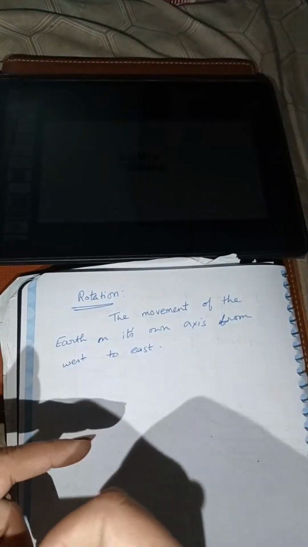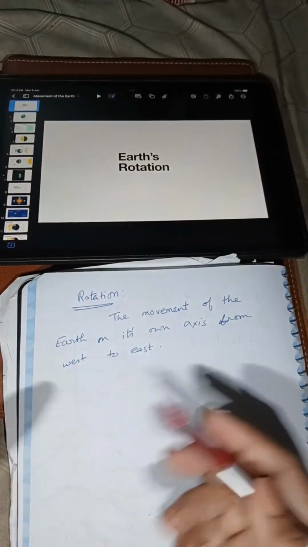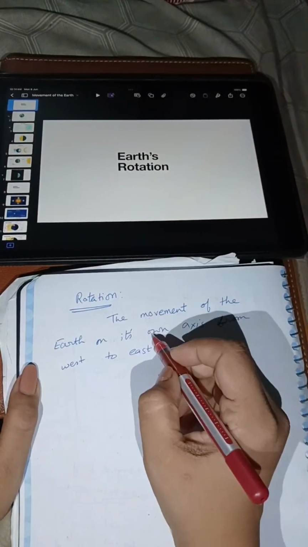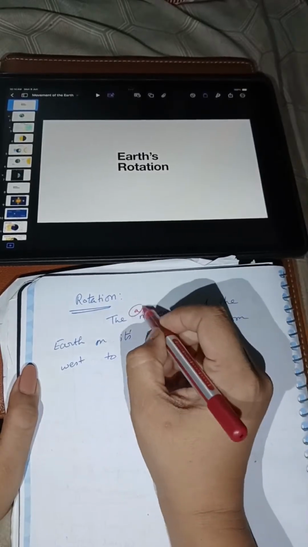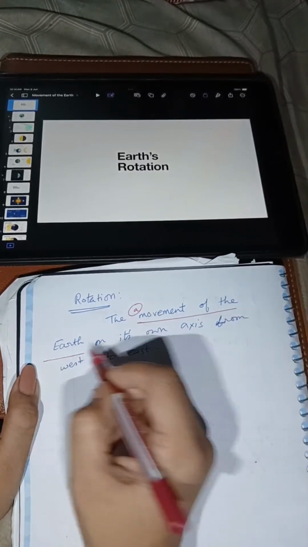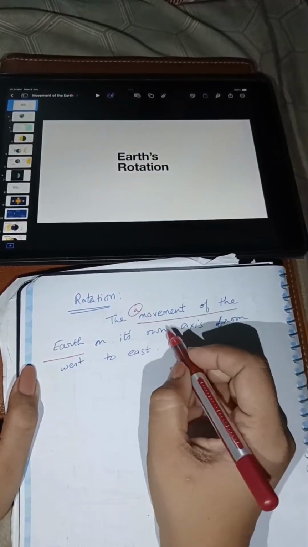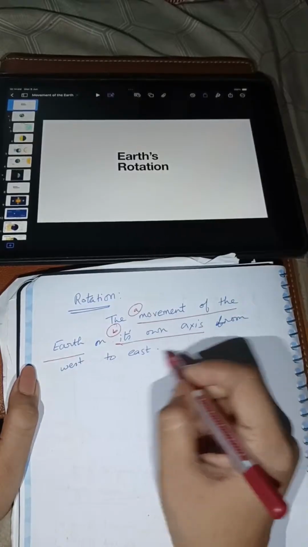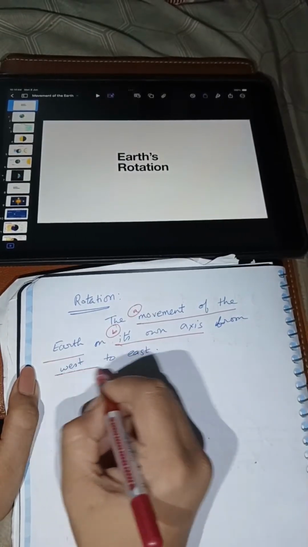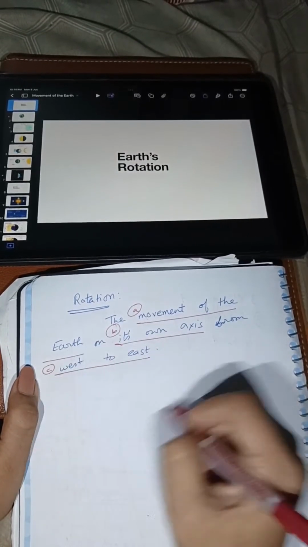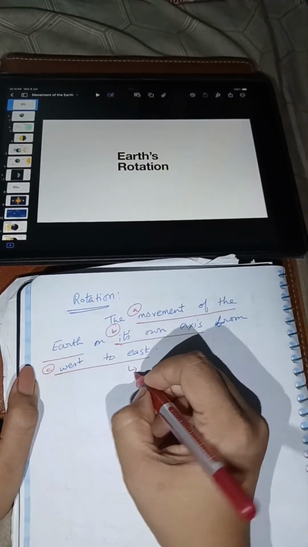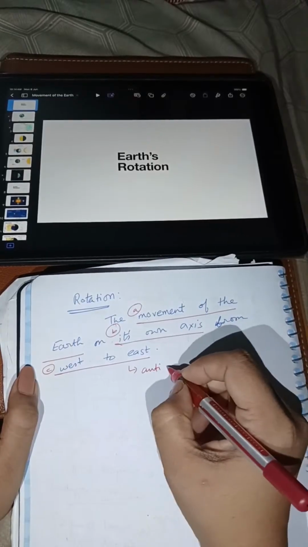So here we are getting three important terms. Point A is movement of the earth, which is most important. How does it move? It is moving round its own axis and from west to east. The spinning movement is from west to east. That means this is an anti-clockwise direction.